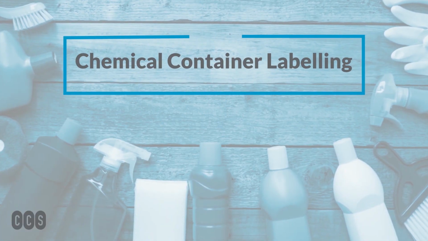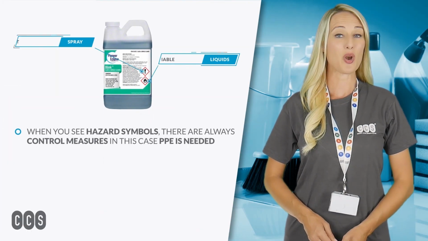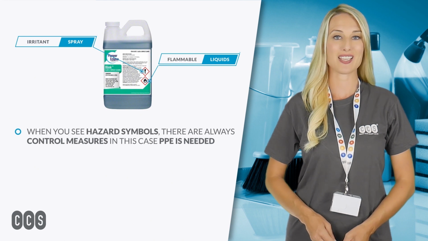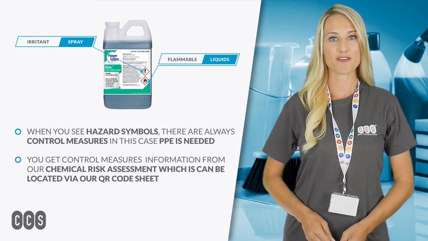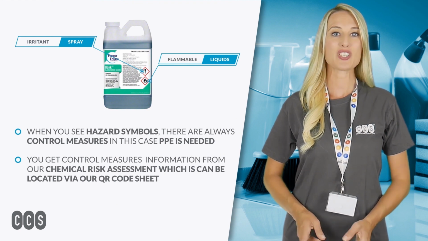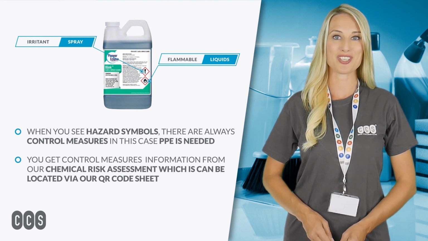Chemical container labeling. When you see hazard symbols, there are always control measures. In this case, PPE is needed. You get control measures information from our chemical risk assessment, which can be located via our QR code sheet.